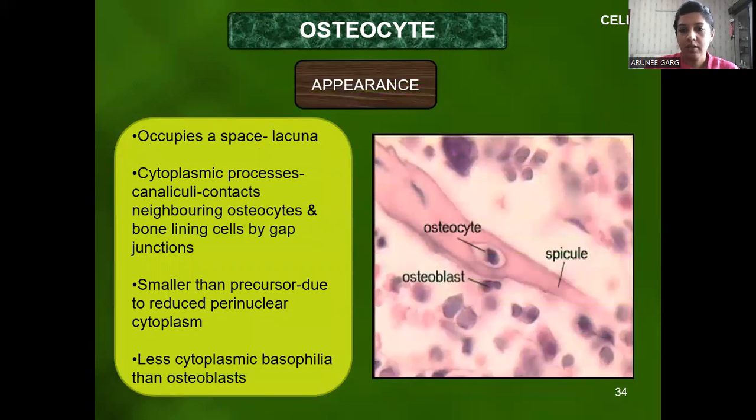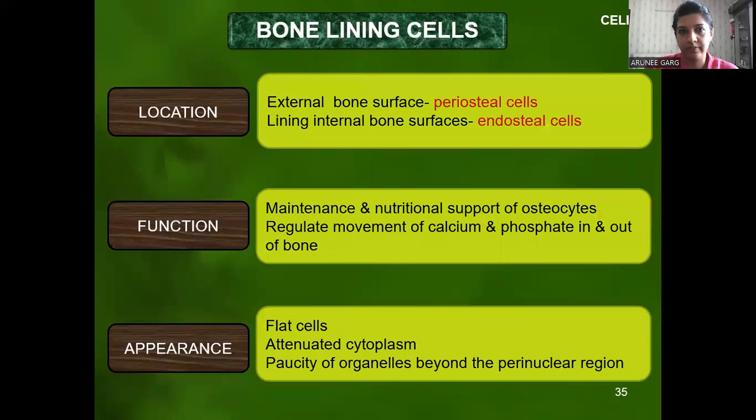The appearance, these are the osteocytes. They occupy a space called a lacuna. They are the entrapped cells. Cytoplasmic processes or canaliculi contact the neighboring osteocytes and bone lining cells by gap junctions. Smaller than precursor cells, because of the reduced perinuclear cytoplasm they appear smaller. And they have less cytoplasmic basophilia than osteoblasts.